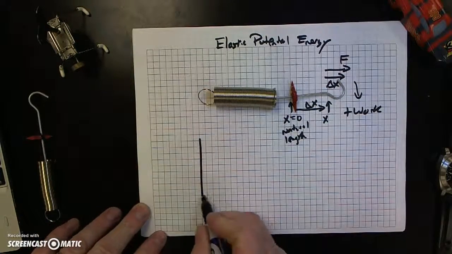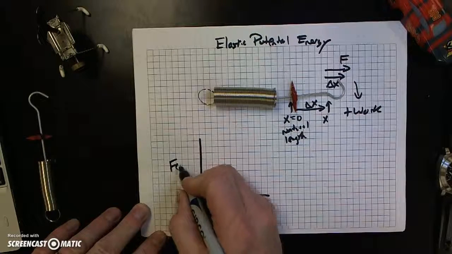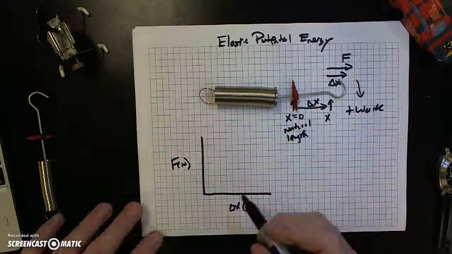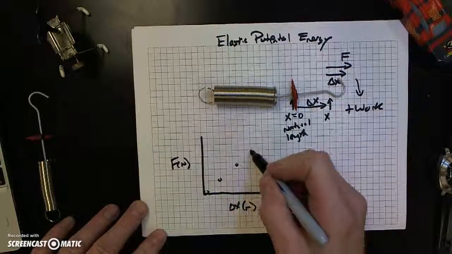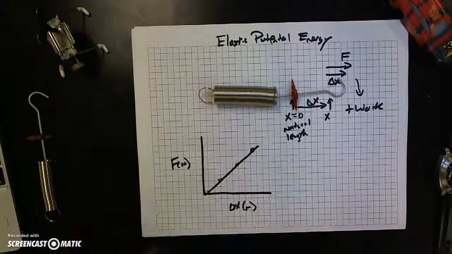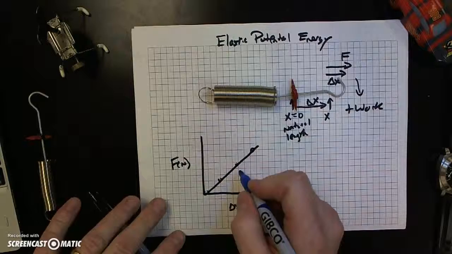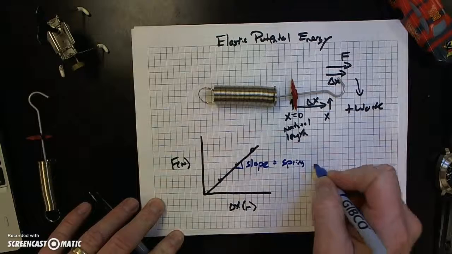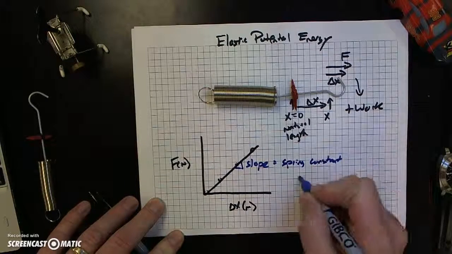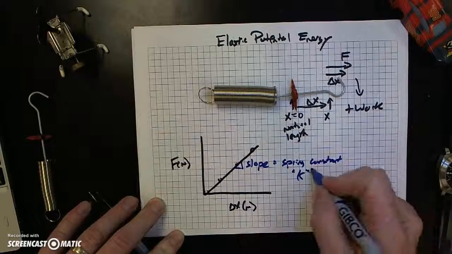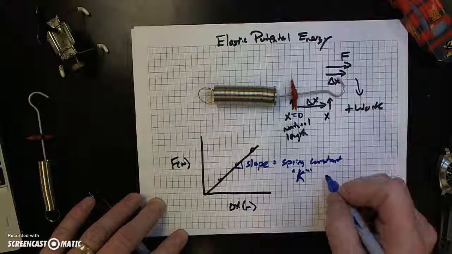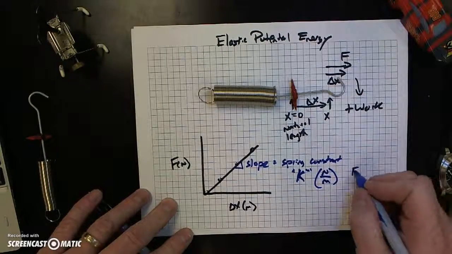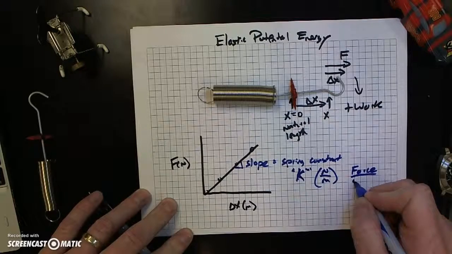If we're going to graph this, we'd have the force in newtons and the delta x in meters. What this would look like is basically a linear relationship. It would look something like that. The slope of this line, this is very, very important, is what we call the spring constant. We use the letter K to denote the spring constant, and it's usually measured in newtons per meter. It's a force over stretch, so it's the force per unit stretch.